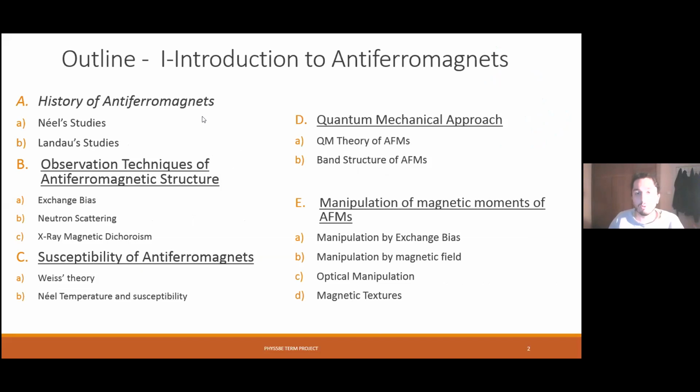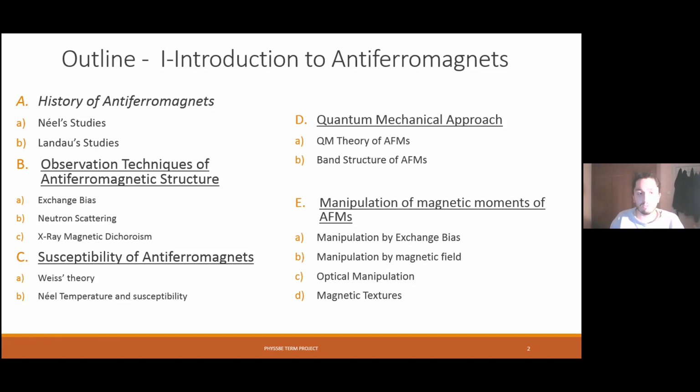So this is the outline I prepared for the course. I had to mention a little bit about all the sub-subjects since antiferromagnetic spintronics is a deep topic. So I will start with a little discussion about the history of antiferromagnets. Why do we call them antiferromagnets, and who has worked on antiferromagnets? Who are the pioneers of antiferromagnets?